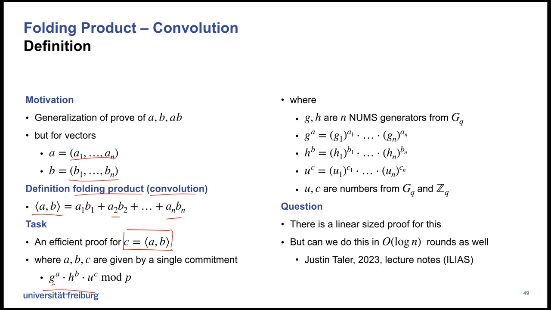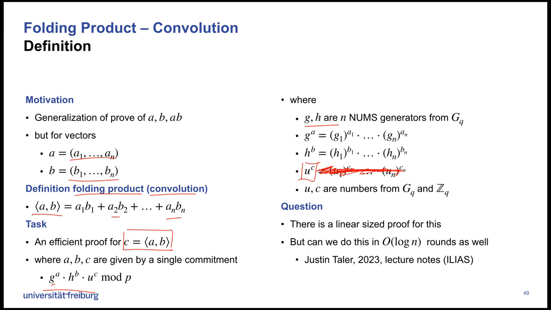If we are given this number and G, H, and U are these nothing up my sleeve generators again. And U is just one of them. Oh, this is wrong. This is just U to the C. I don't know why I put it there. So U is just a number. This is just one number. So there's a linear size proof.